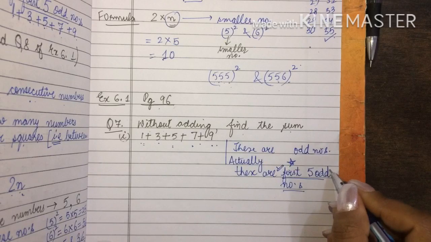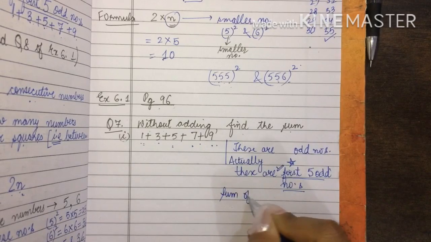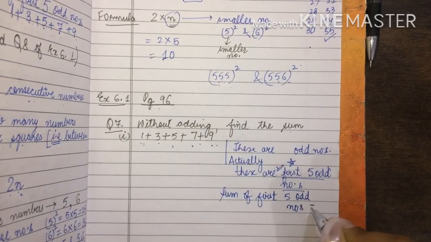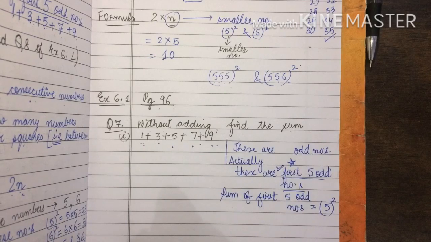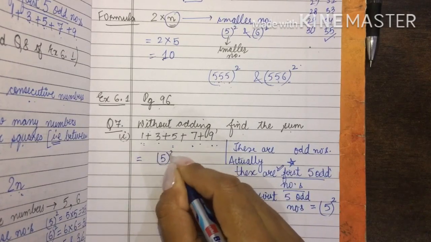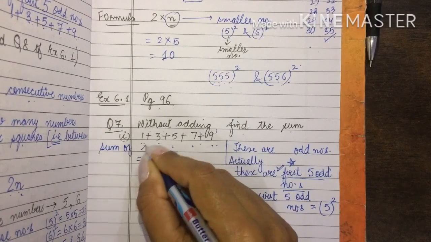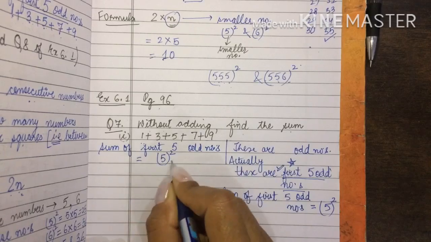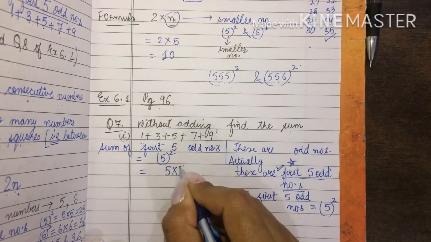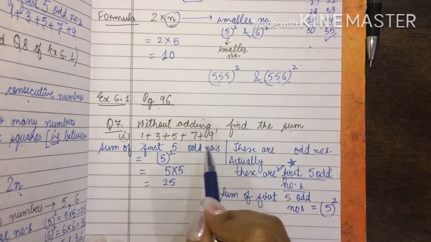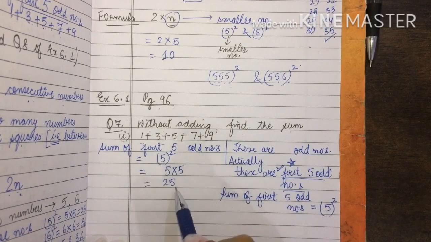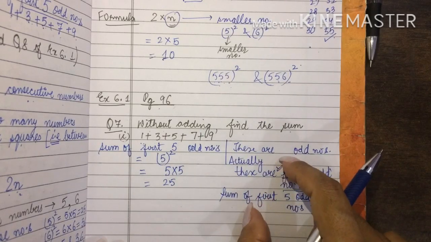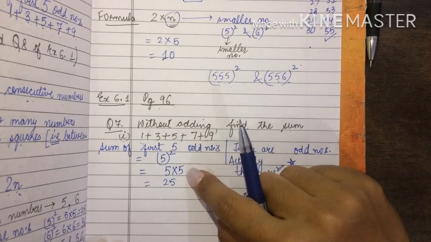And we know that the sum of first 5 odd numbers will be equal to the square of 5. So the answer for this will be 5 square. You can write that the sum of first 5 odd numbers is given by 5 square, which is 5 into 5 equals 25. If you want, you can verify by adding, just to verify your answer. You don't have to write all this; it is only for you to understand. In the exam, you will write these steps.